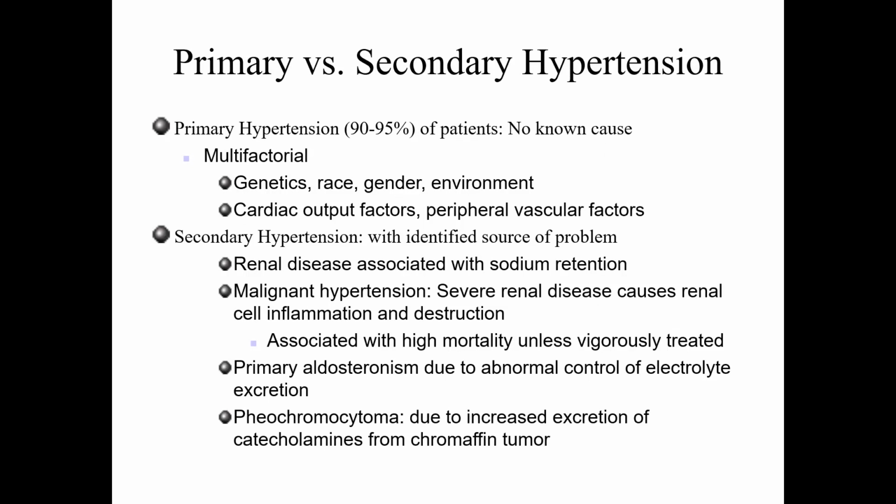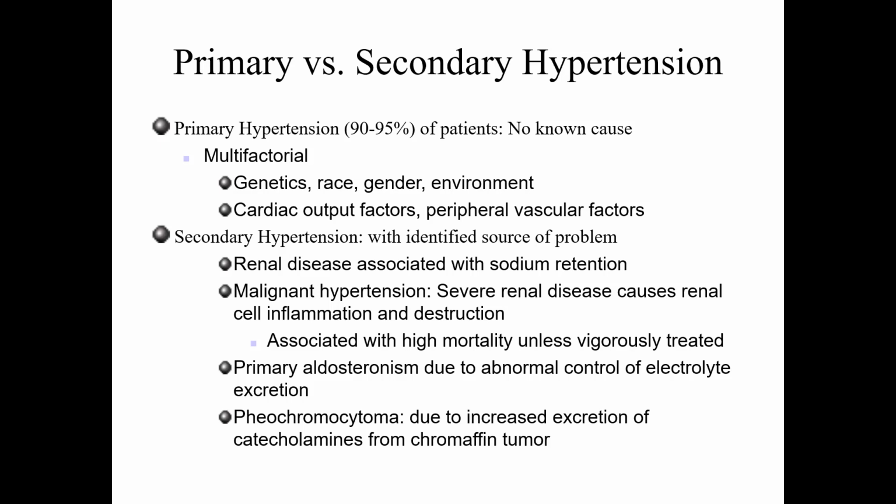Primary versus secondary hypertension. In primary hypertension, 90 to 95% of patients have no known cause. It's multifactorial: genetics, race, gender, environmental, also cardiac output factors or peripheral vascular factors. Secondary hypertension has an identified source of the problem. So renal disease can cause sodium retention, which can cause hypertension.